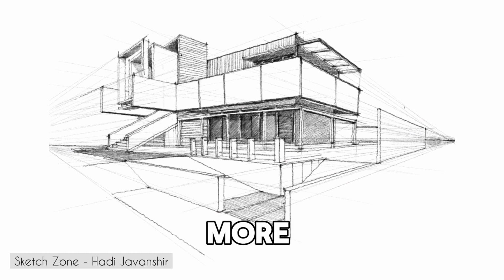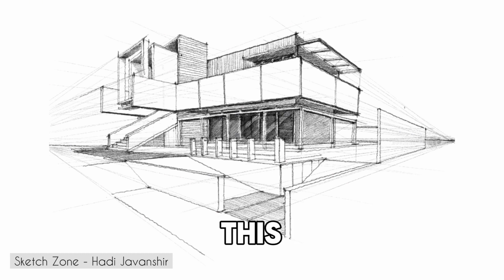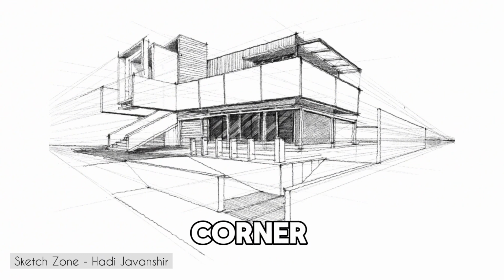To make the sketch more realistic, we need to add some shadows and shading. To do this, we need to imagine a light source and its direction. For example, we can assume that the light is coming from the top right corner of the scene.